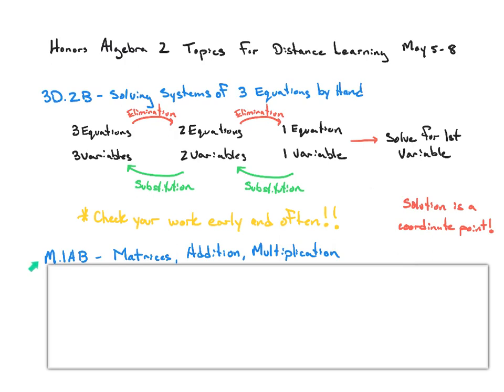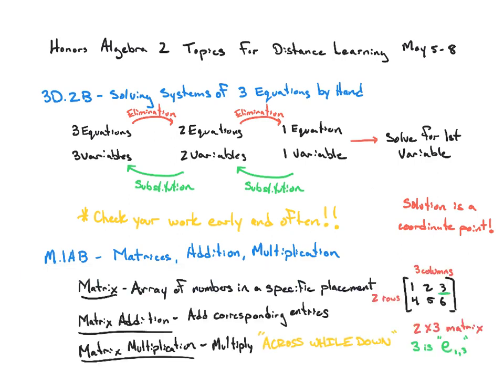As we get into our next section, which is going to be with matrices, that's going to be brand new looking for us. A matrix is an array of numbers in a specific placement. Here's an example of a matrix. These values, 1, 2, 3, 4, 5, 6, are in two different rows. Rows are horizontal, and columns are vertical. So if there are three columns, this would be what we consider a 2 by 3 matrix. And the number 3 would be an element or an entry (1, 3), because it's in the first row and in the third column.